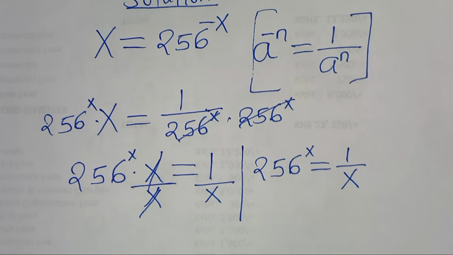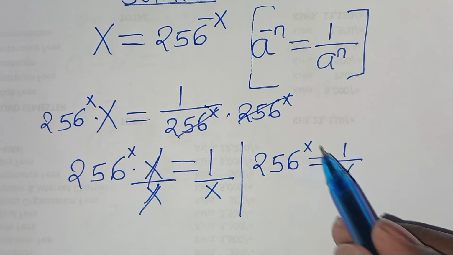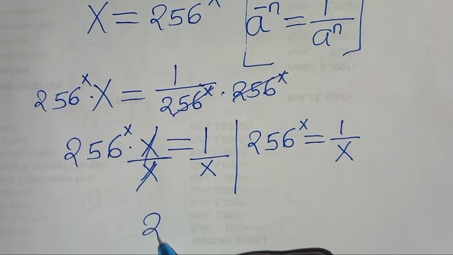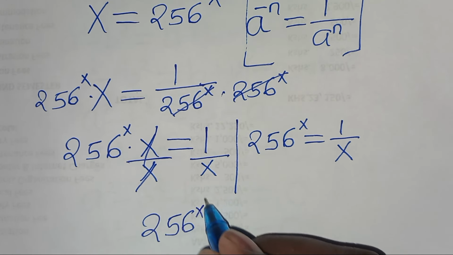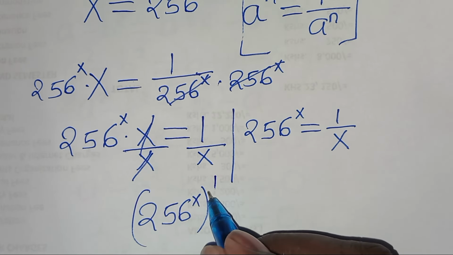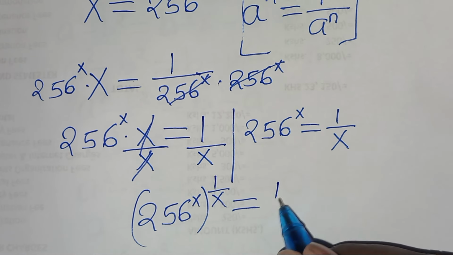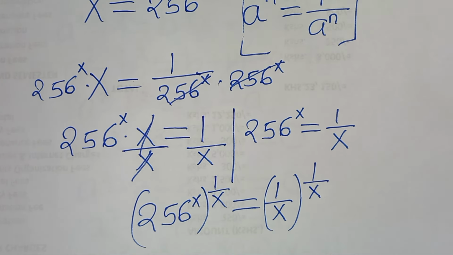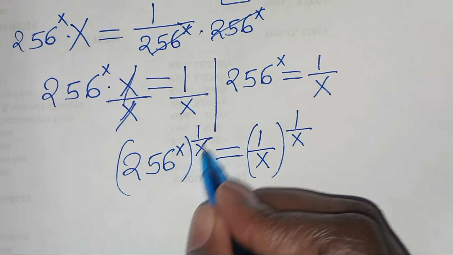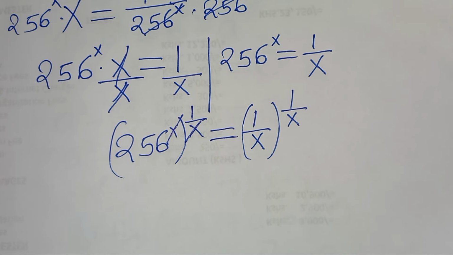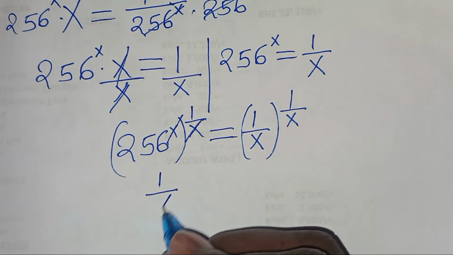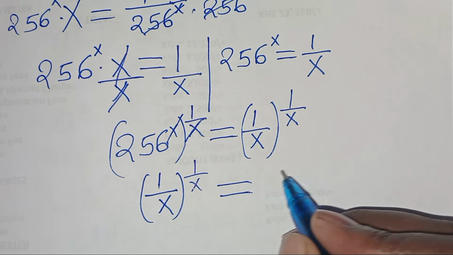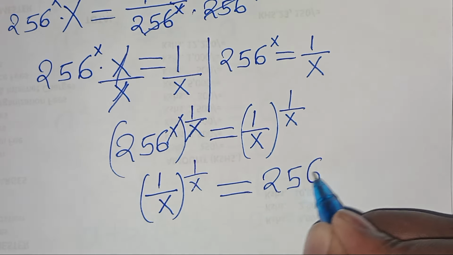Now, the next step from here, let's eliminate this power of x by raising both sides to the power of 1 over x. So we have 256 raised to the power of x, raised to the power of 1 over x, is equal to 1 over x raised to the power of 1 over x. Let's simplify here. x and 1 over x simplify, so that now we have 1 over x raised to the power of 1 over x is equal to 256.